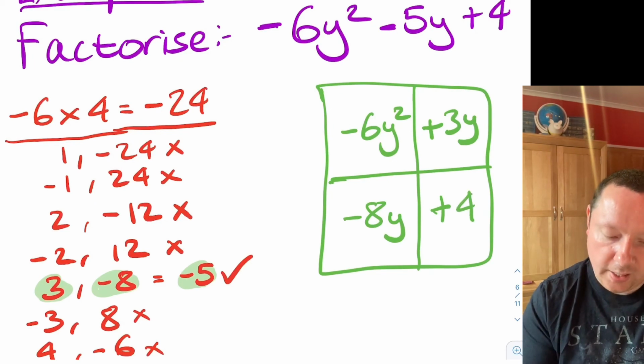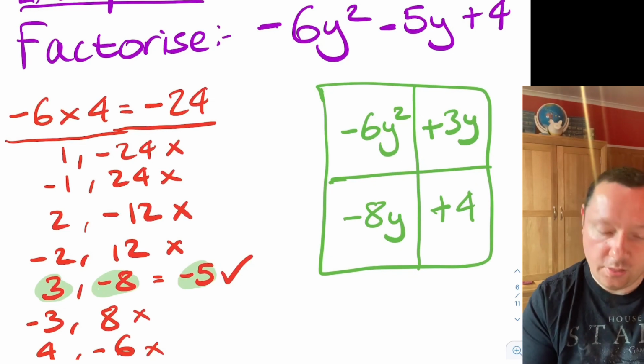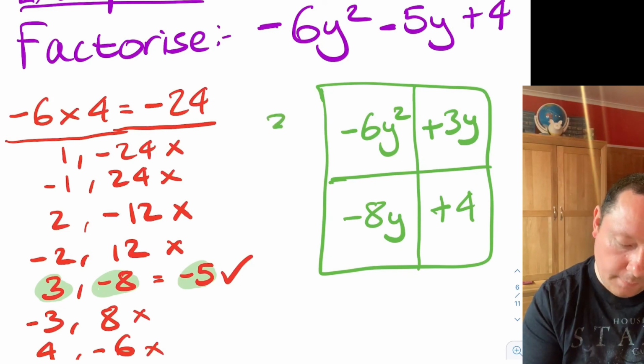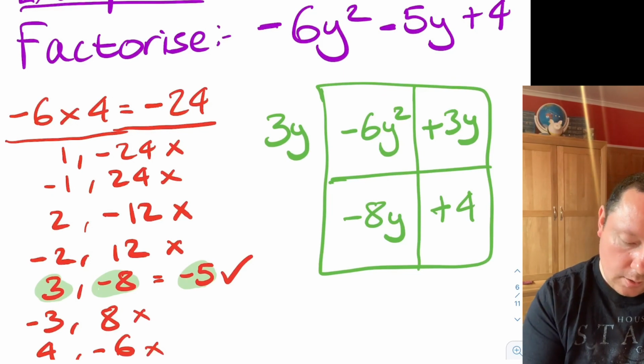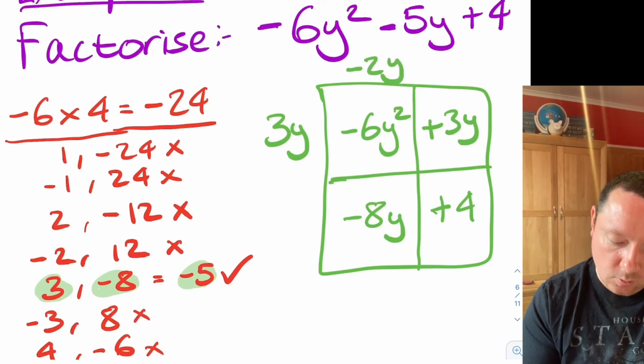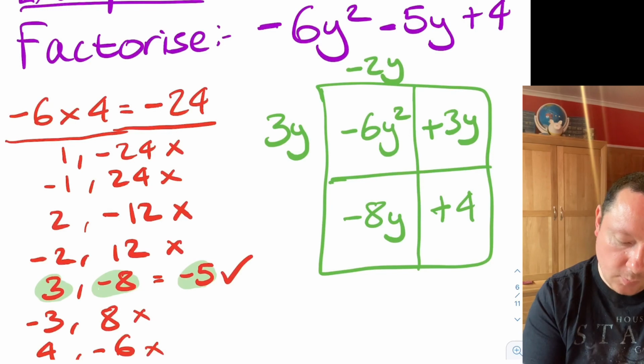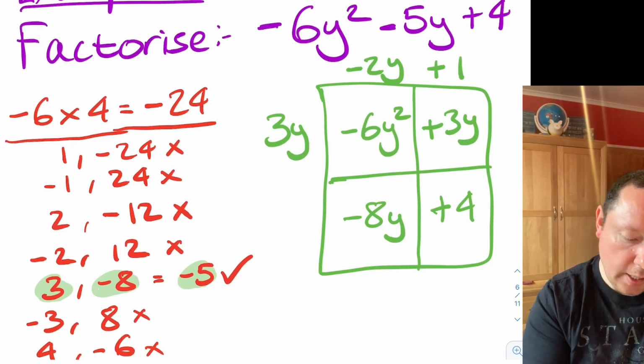So we look for the biggest number that goes into 6 and 3. In this case, that is 3. So I can write down 3y. So we get 3y times minus 2y, watch the sign, minus 6 we're looking for, and then 3y times 1, so plus 1. And then we check our bottom line.